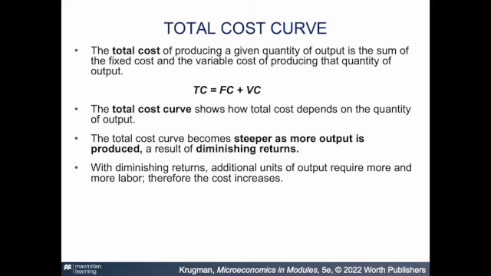Total cost curve. The total cost of producing a given quantity of output is the sum of the fixed cost and the variable cost of producing that quantity of output. TC equals FC plus VC. The total cost curve shows how total cost depends on the quantity of output. The total cost curve becomes steeper as more output is produced, a result of diminishing returns. With diminishing returns, additional units of output require more and more labor, therefore the cost increases.